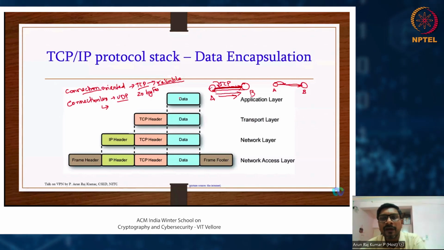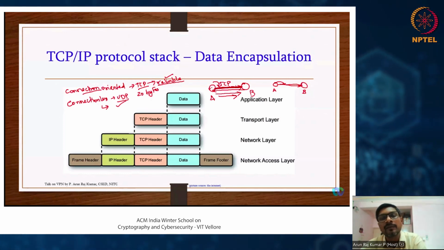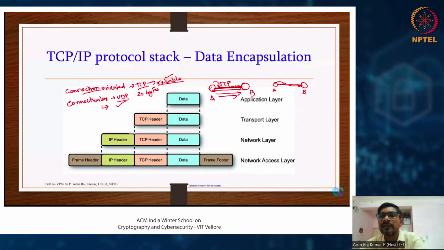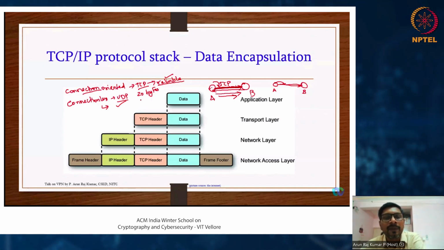So when you have data in the application layer, you have to attach the transport layer header, TCP or UDP, depending upon the application requirements. Some applications demand a reliable connection. Some applications are fine with an unreliable connection, which means they are okay if some portion of the data is lost. So depending upon the application demand, the protocol will be chosen in this particular header.